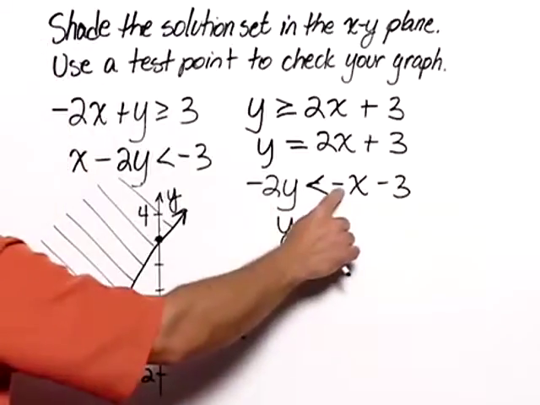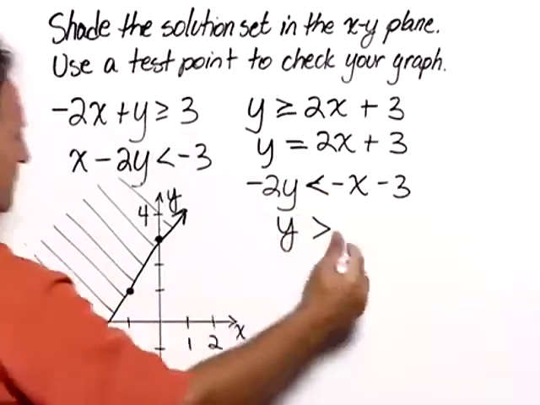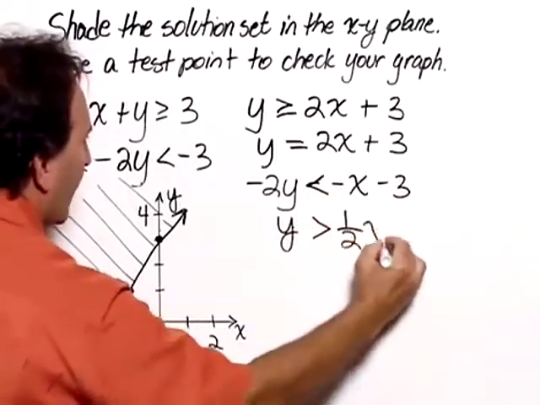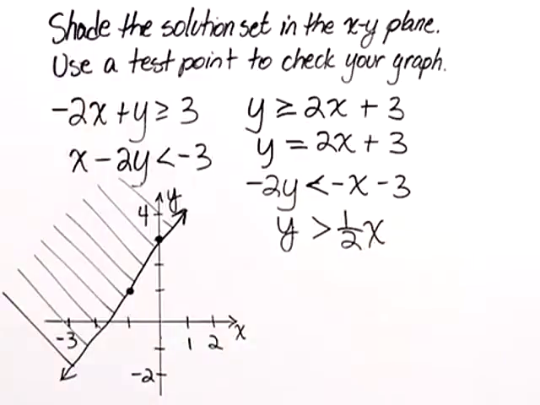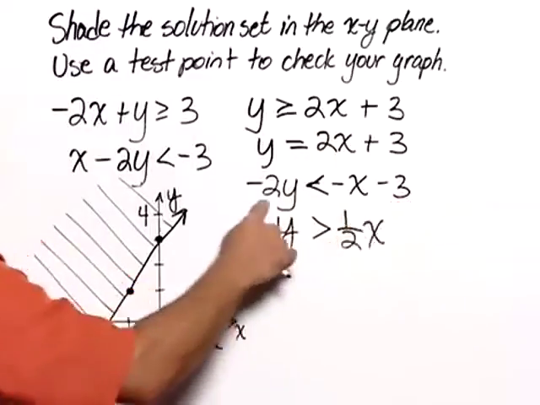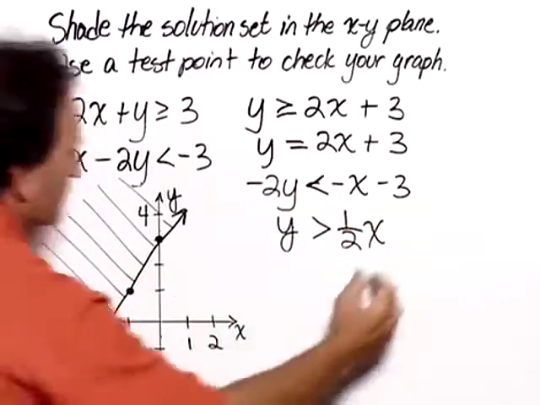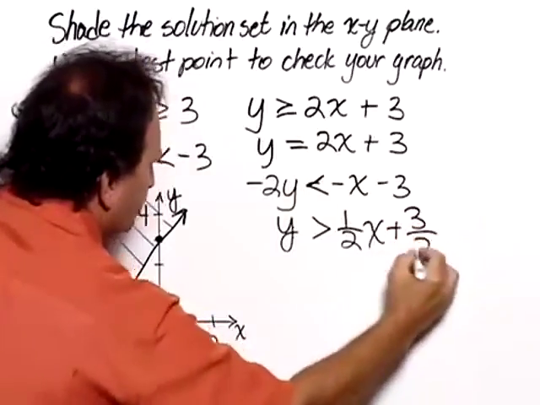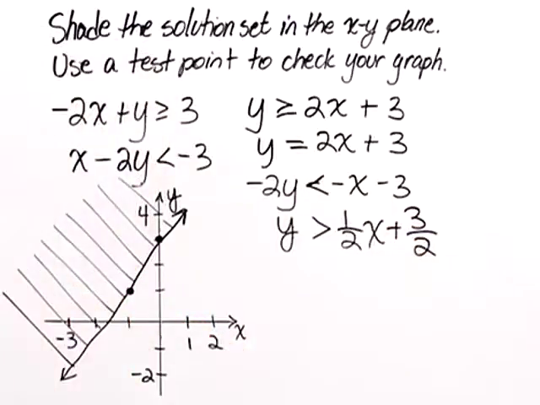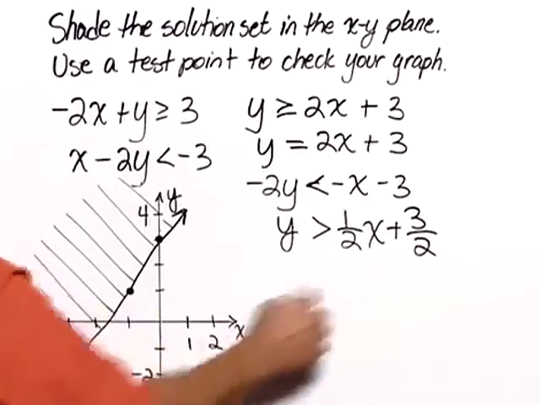We have negative divided by negative, so it's positive 1/2 x. We have negative 3 divided by negative 2, so that's also positive, but it's positive 3/2. So our y-intercept is going to be the 3/2.